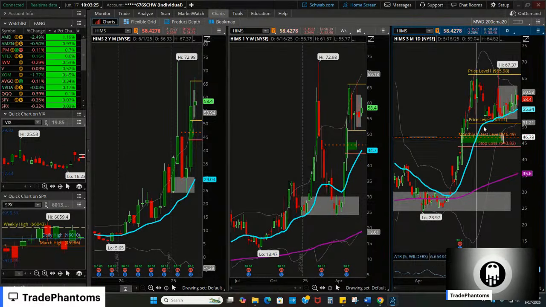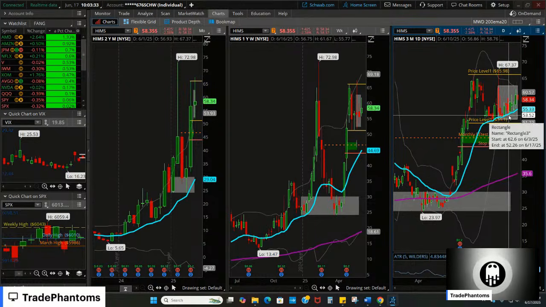I mean, look at that 20 moving average, right? It's just riding the 20. The 20 is pointing up, right? So just a couple of simple things that could help. And you could take the trade.